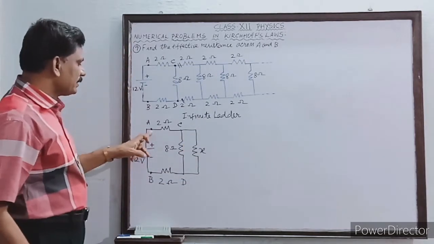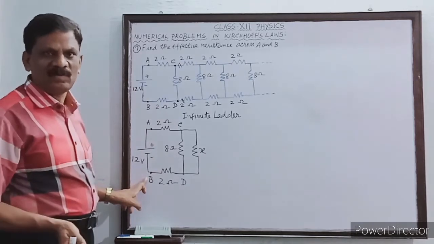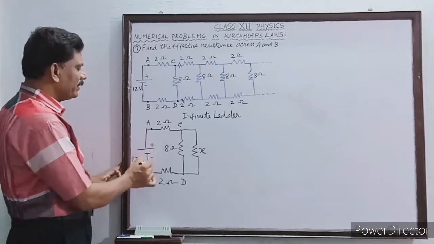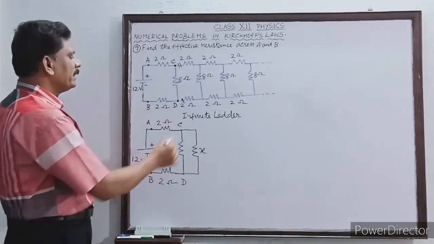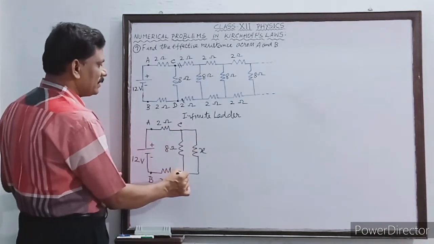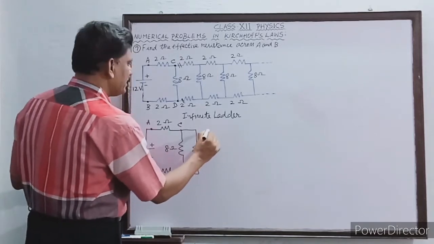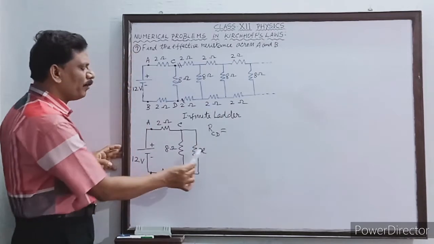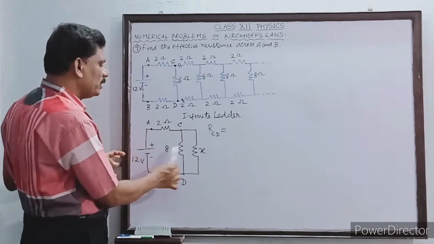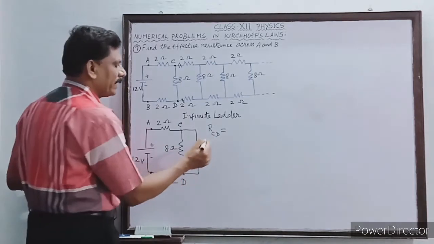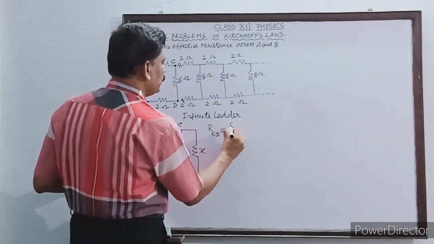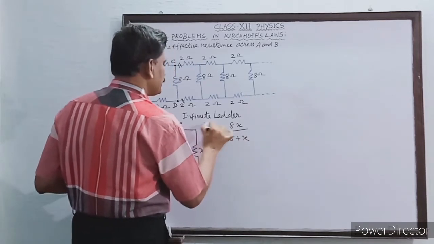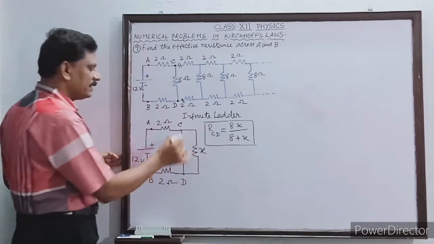And the resistance between A and B is already X ohm only. So the resistance between A and B is also equal to X ohm. So what is the equivalent resistance across C and D? You will see here the resistance across C and D is 8 ohm parallel X ohm, is it not? R1 into R2 by R1 plus R2. Direct value is RCD is equal to 8 into X divided by 8 plus X. This is the resistance across C and D.